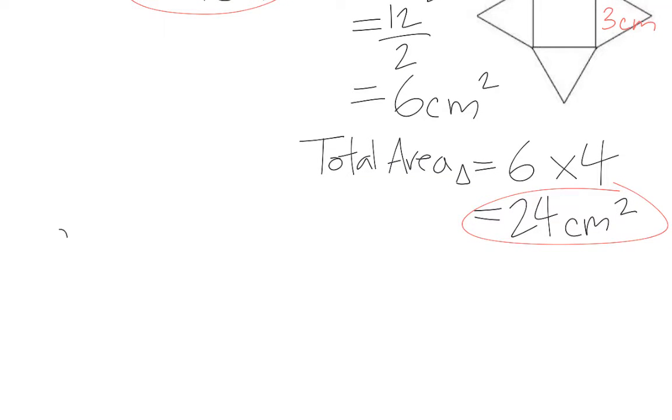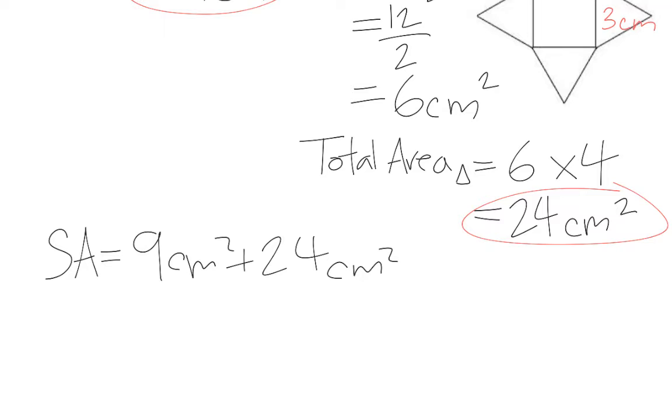So surface area, I'm just going to use SA as a short form, is going to be equal to 9 centimeters squared plus 24 centimeters squared. And you just throw those numbers into the calculator or do that in your head. So 9 plus 24 is 32 centimeters squared.